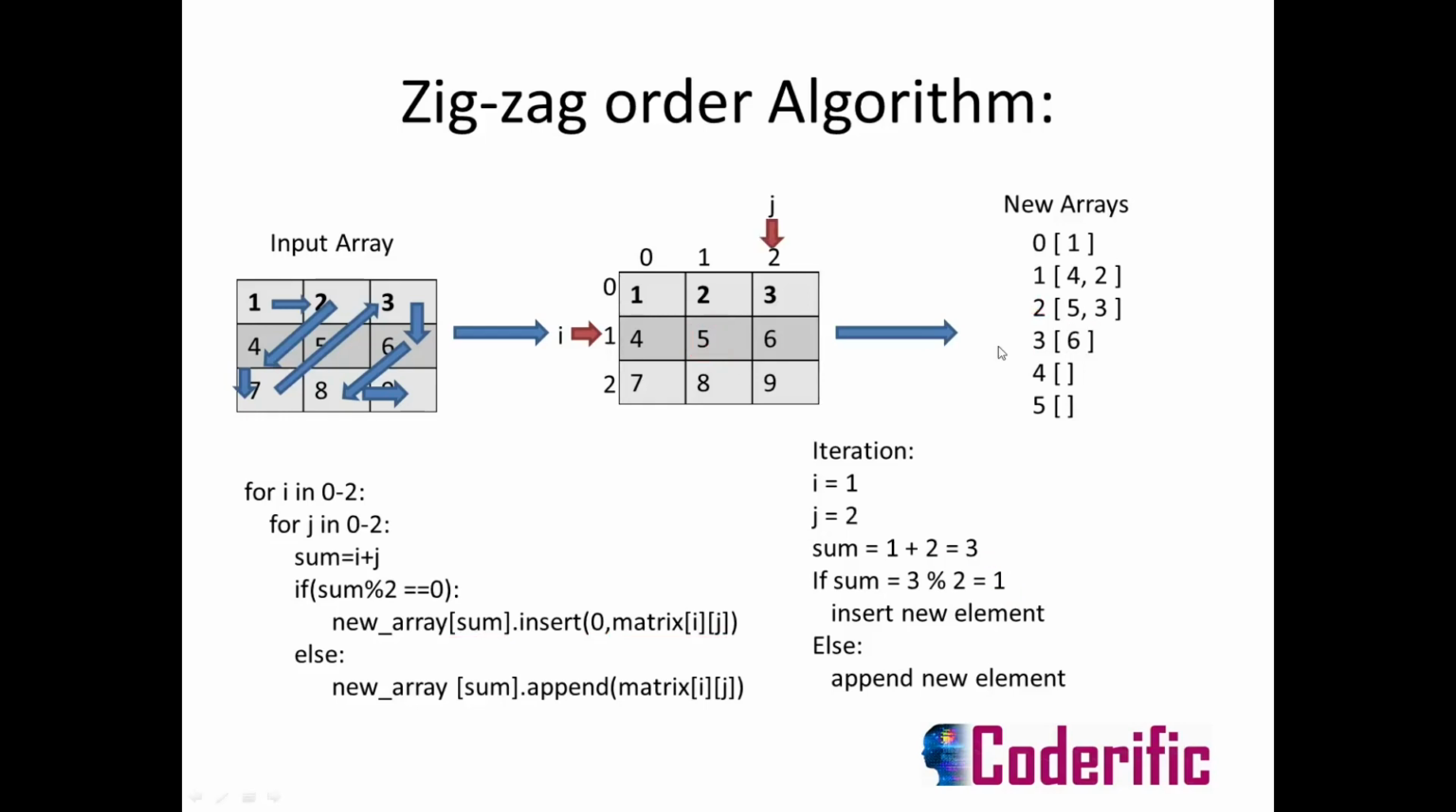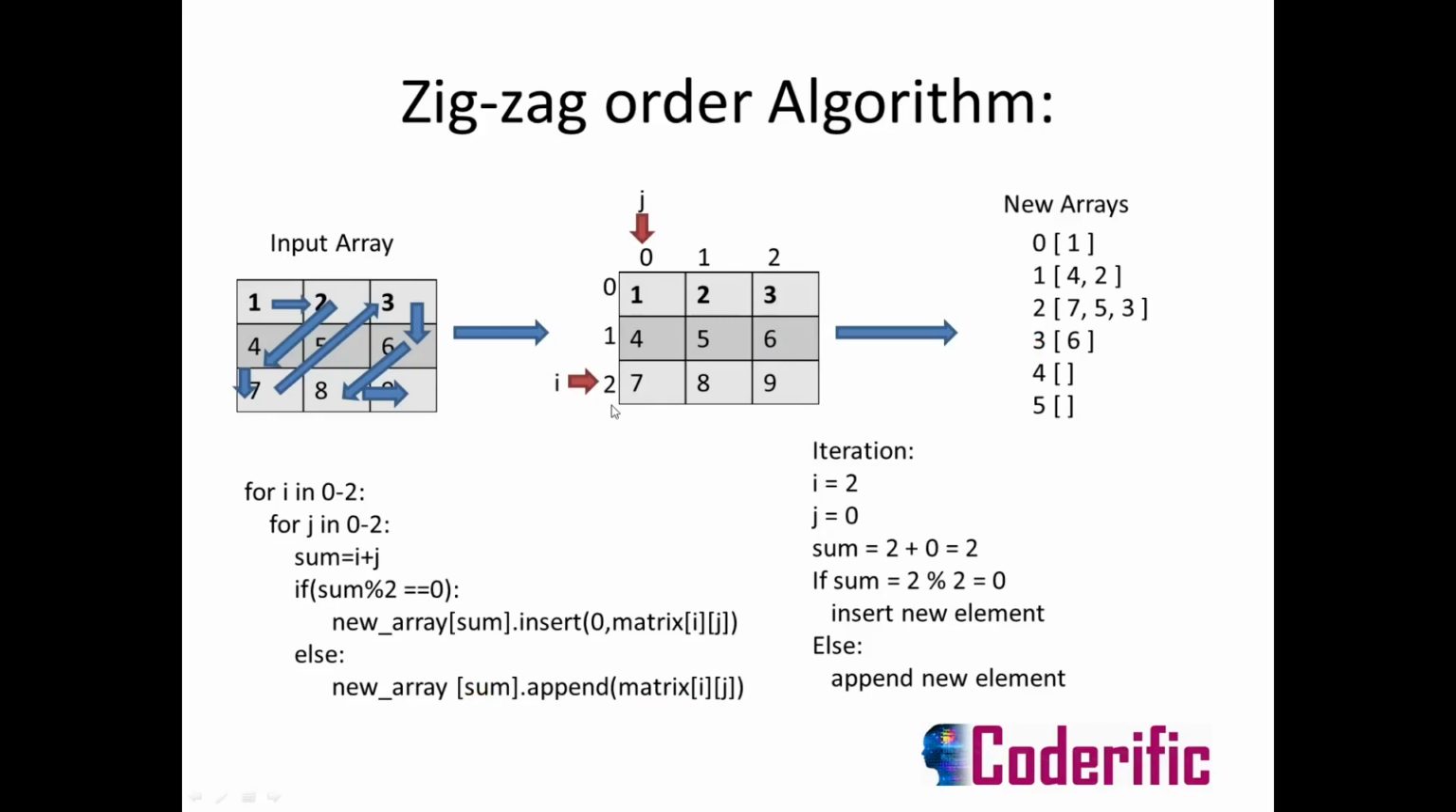Moving on to another variable, which is j=2, and now our current value is 6. Let's decide what we are going to do with 6 according to our algorithm. After updating our sum value according to the values of i and j, we check if 3 remainder 2 is equal to 0. No, it is not. It is equal to 1. So we have come out of the if block. We are going to append the current value, which is 6, into the array of sum, where the sum value is 3. So now we are pointing to this element, and we have appended 6 in here.